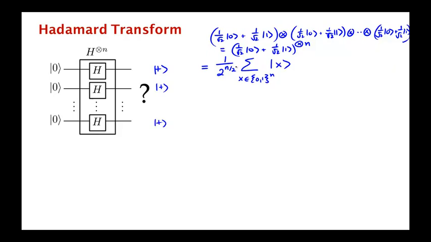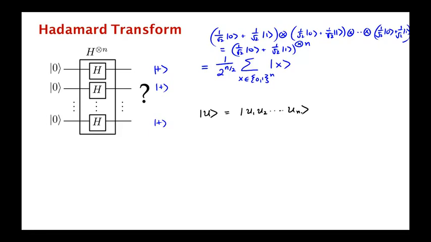Okay, but now let's try to understand what happens if you start with some u equal to u1, u2 through u sub n. So let's say those are the n bits of u.